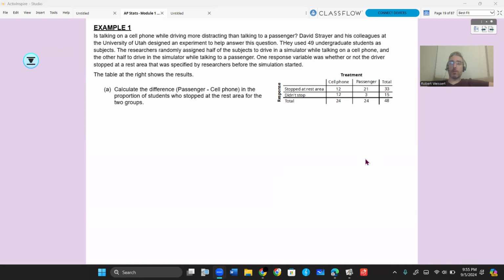One response variable is whether or not the driver stopped at a rest area that was specified by researchers before the simulation started. The table at the right shows the results. We want to calculate the difference between passenger minus cell phone and the proportion of students who stopped at the rest area for the two groups. So it looks like we have stopped at the rest area. We got two groups, cell phone and passenger, and that proportion would be 12 out of 24 and 21 out of 24. So we're going to do passenger minus cell phone, so we're going to do the bigger one minus the smaller one in this case.